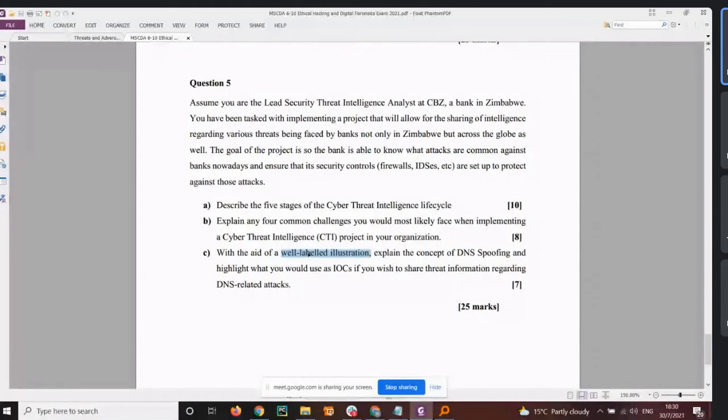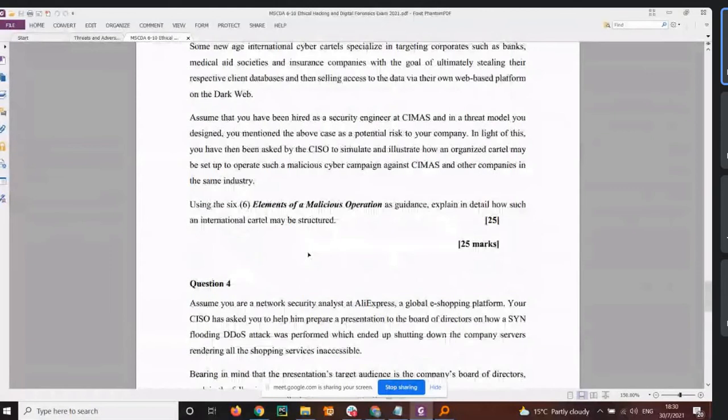Questions regarding the examination structure or the structure of the questions?